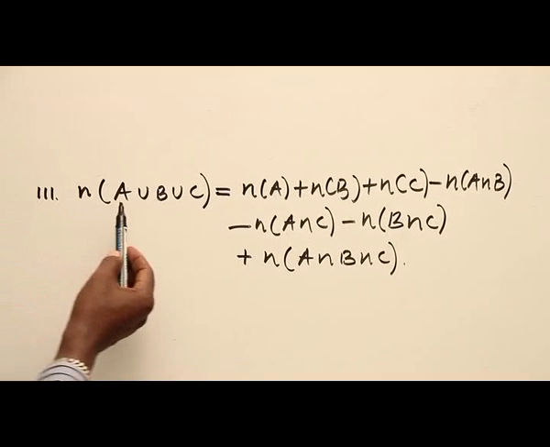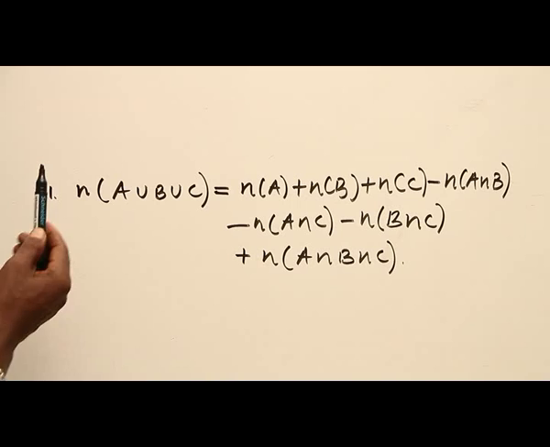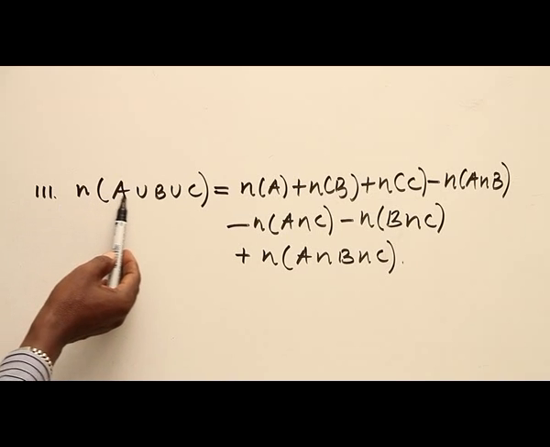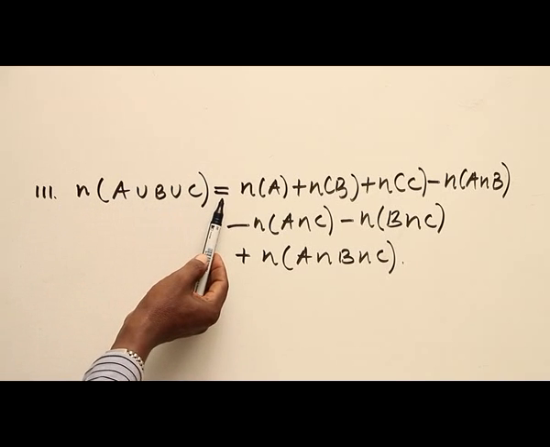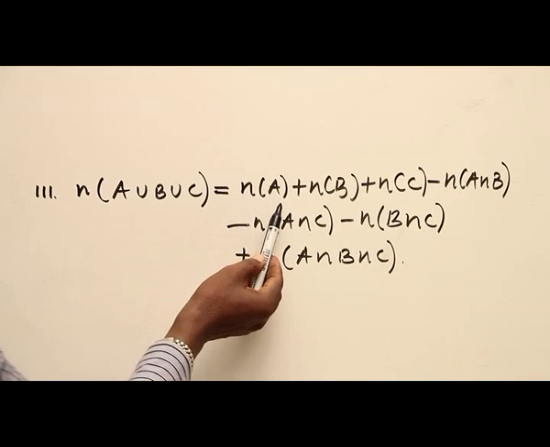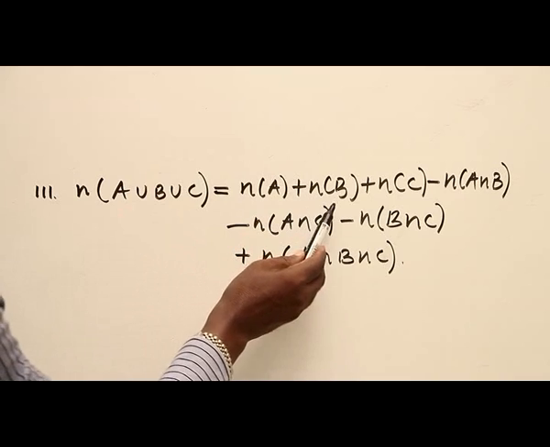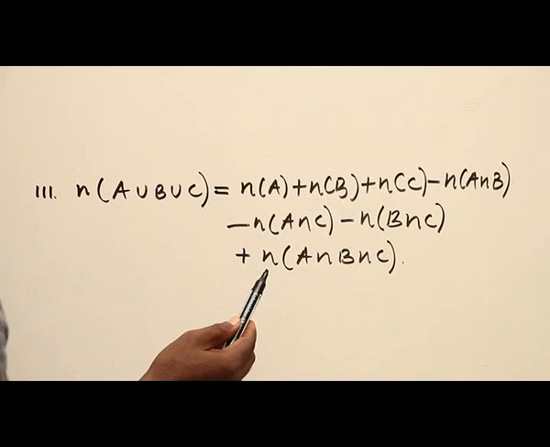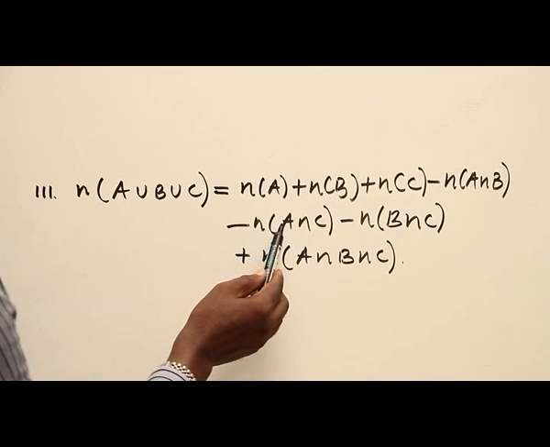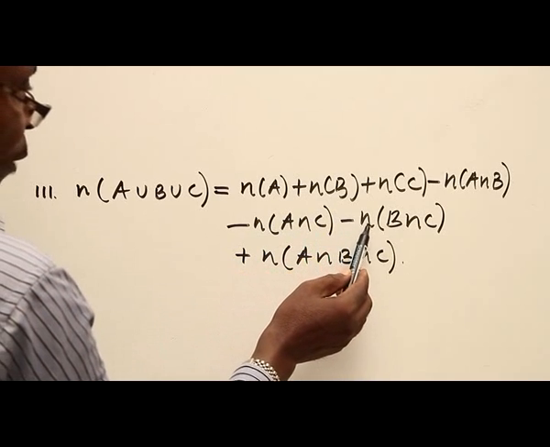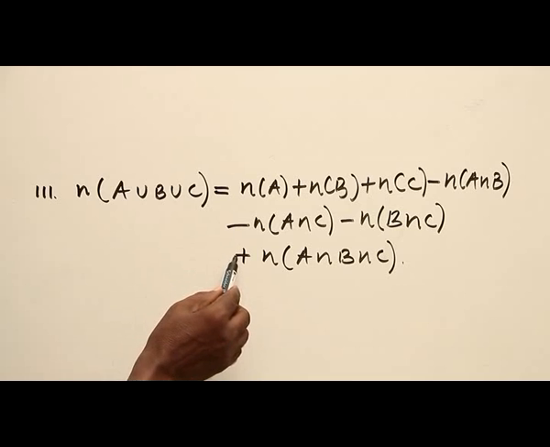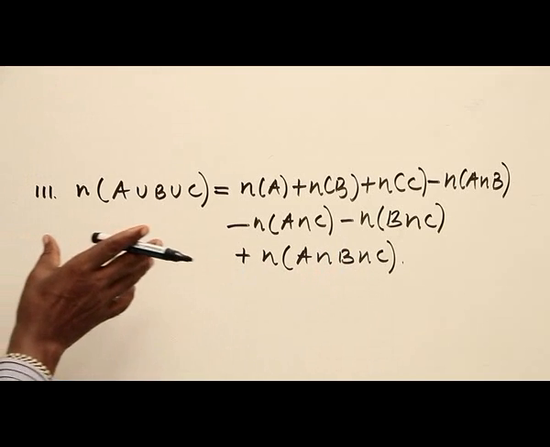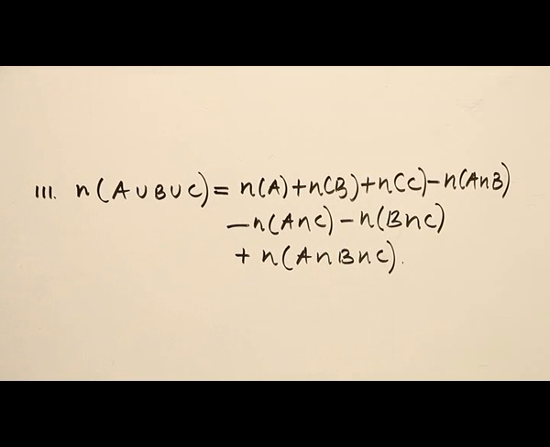This condition can be extended to a situation where you have three sets, set A, B, and C. And so, in the third case, we are looking for the number of elements in A union B union C, which will now be equal to, algebraically, NA, which is the number of elements in A, the number of elements in B, plus the number of elements in C. Then subtract the number of elements in A intersection B, subtract the number of elements in A intersection C, and also subtract the number of elements in B intersection C. Then add the number of elements in A intersection B intersection C. This gives you the number of elements in A union B union C.